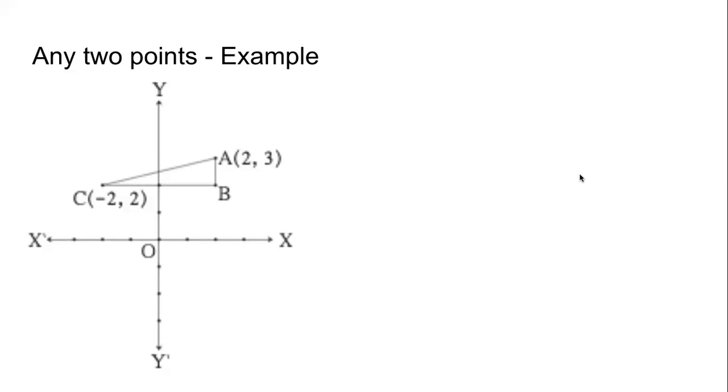Let's try to apply the distance formula to find the distance between A and C. पहले हमने क्या किया था? We found the coordinates of B and then found the distance between A and C. Now we will not do that. We will use this formula. I'm writing it for you on the screen.